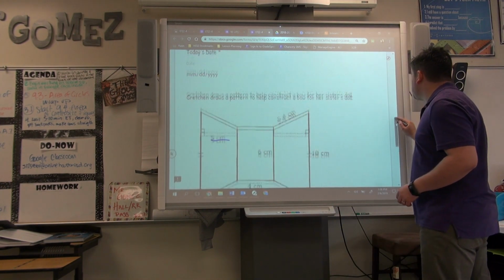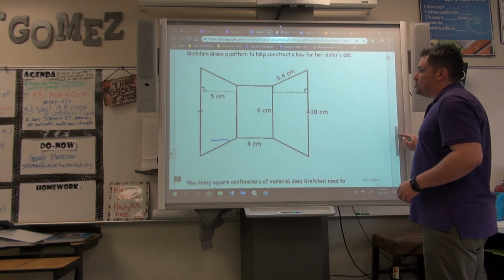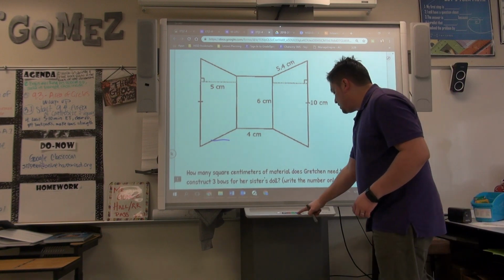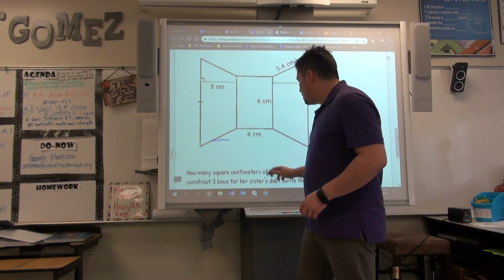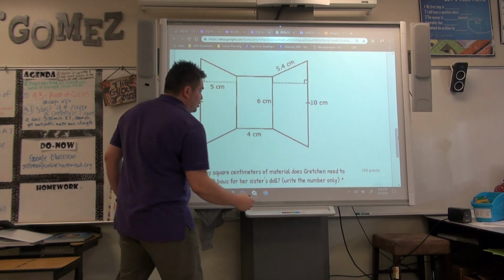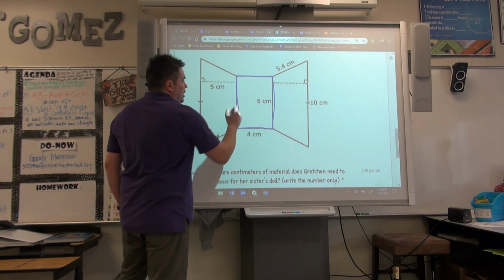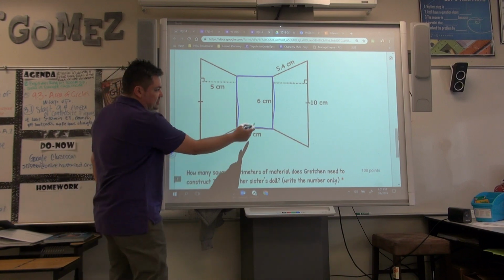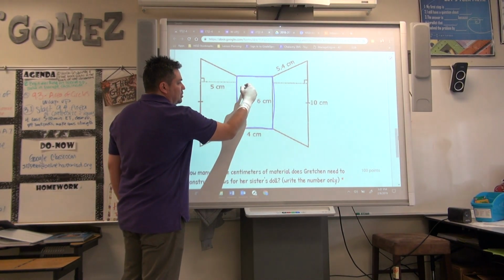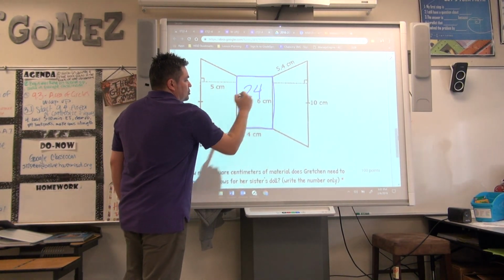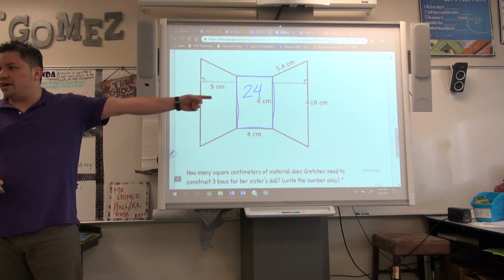So let's do that. Again, just like on the previous problem, I like to separate my shapes. So I know right from the get-go, I got a rectangle. Length times width, which is 6 times 4, which is 24. That's the area for the rectangle right away.